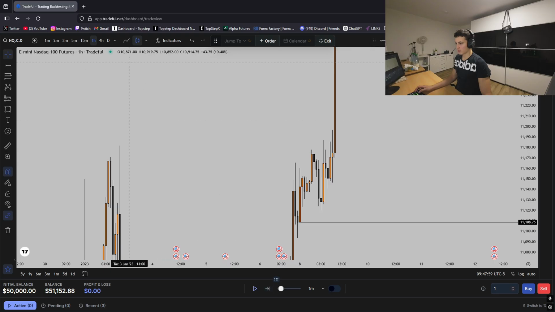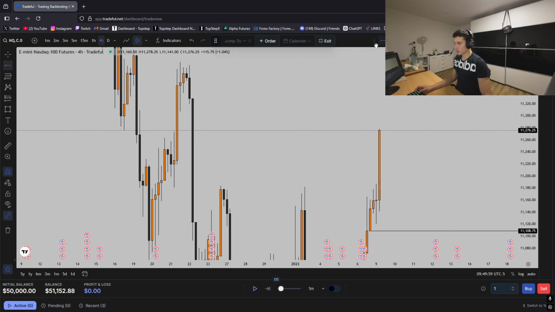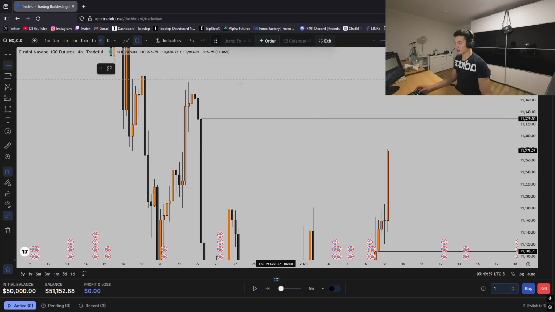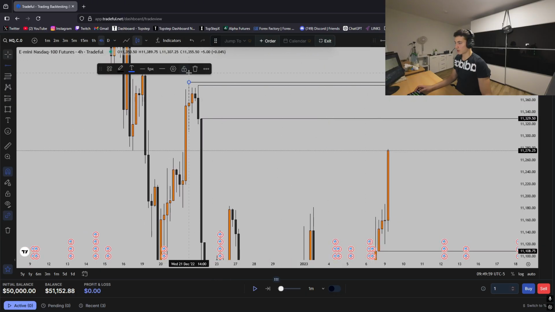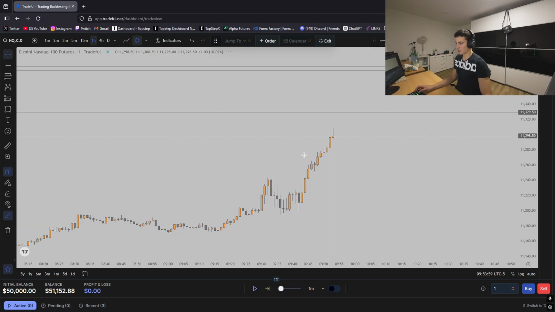Do we reject? No, we keep pumping higher. Is there anything that we can target? There's an unfilled gap right here, and also a nice high on the 4-hour. Pretty clean. Let's do this. This is a nice draw, I would say.